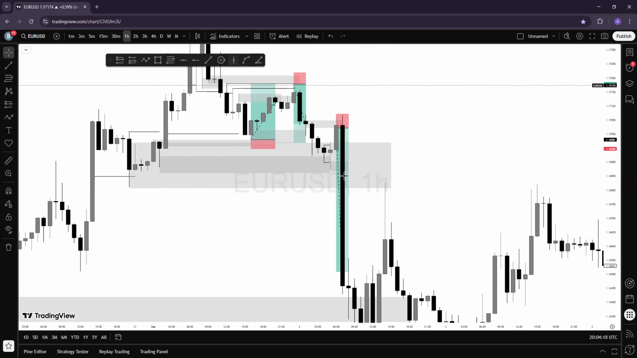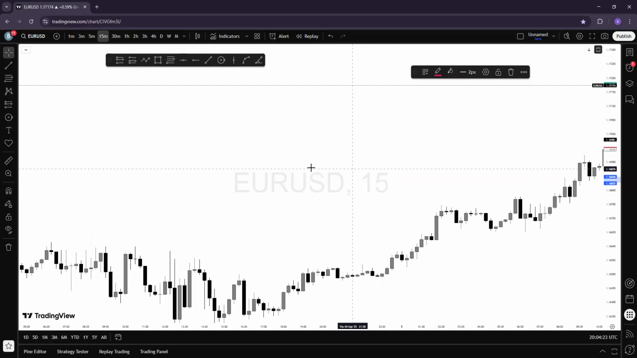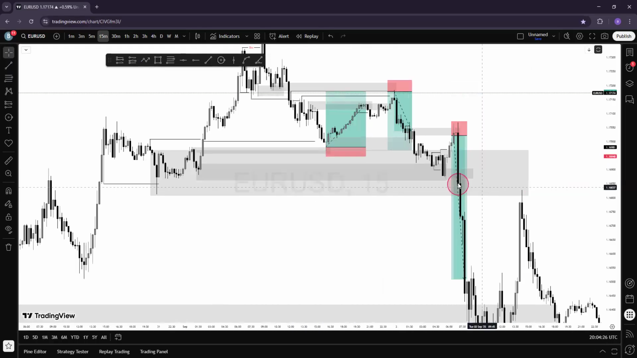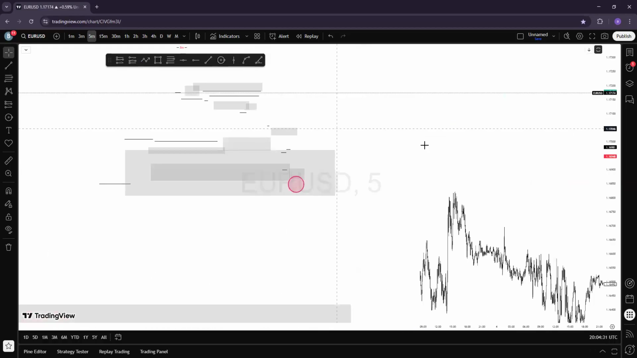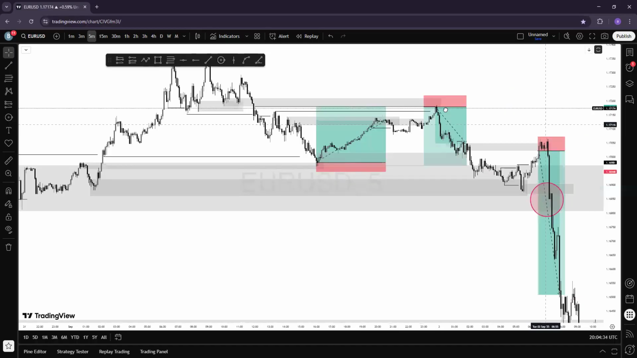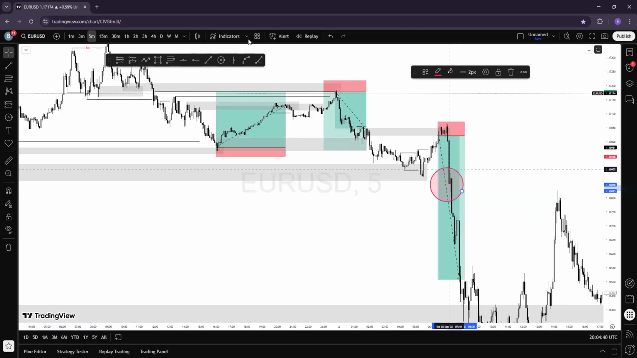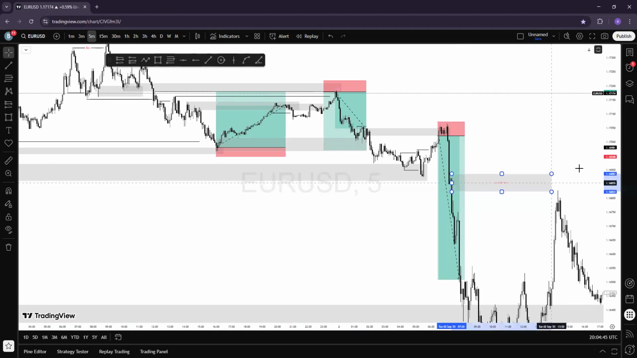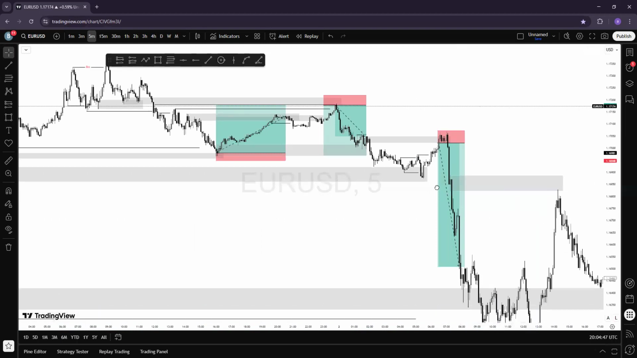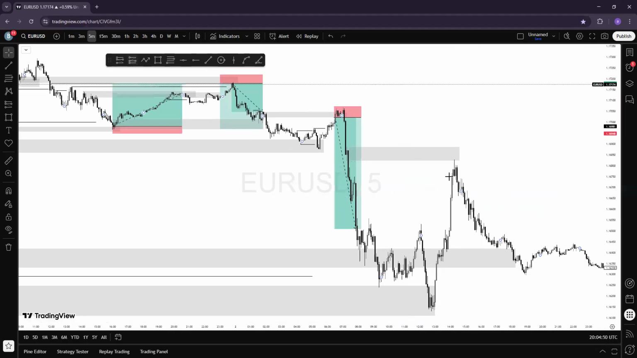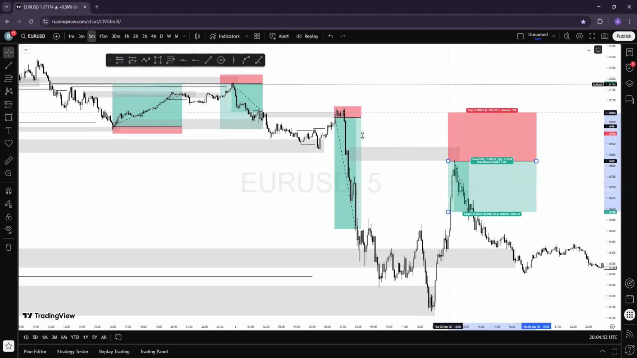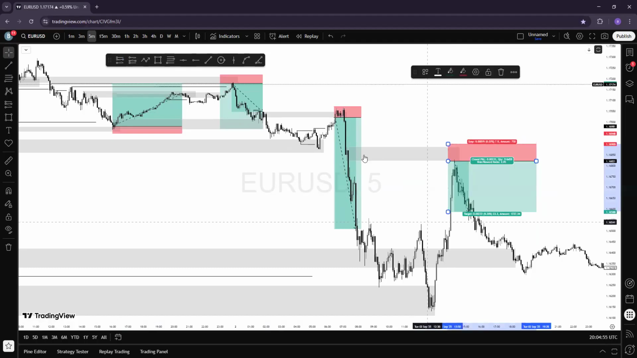Did the market leave something here? Let's check the 15-minute time frame. Nothing is there. Let's check 5 minutes. The market left something here on the 5-minute time frame. So we have this indecision candle here. This is a valid base, right? So we got ourselves a sell entry here, stop loss above here, and then target the low.